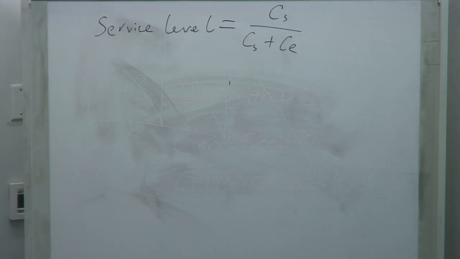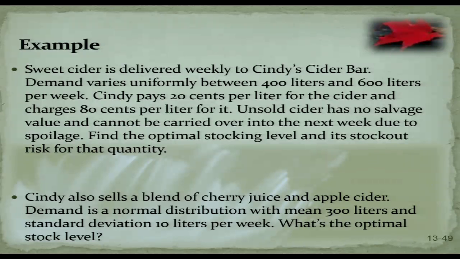So sweet cider is delivered weekly to Cindy's cider bar. Demand varies uniformly. So does this mean it's a discrete distribution or continuous distribution? Continuous. Great. It's uniform between 400 liters and 600 liters per week. Cindy pays 20 cents per liter for the cider and charges 80 cents per liter for it. Unsold cider has no salvage value and cannot be carried over into the next week due to spoilage. Want to find the optimal stocking level and its stock out risk for that quantity.